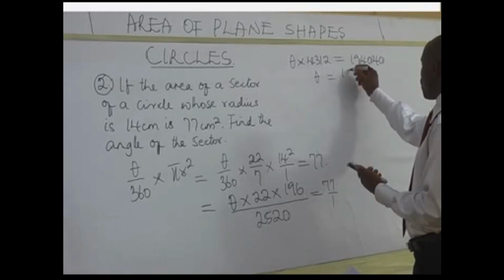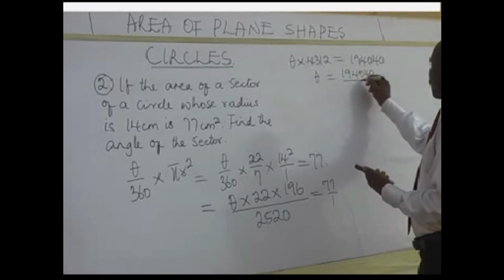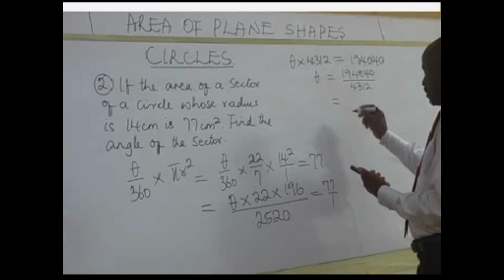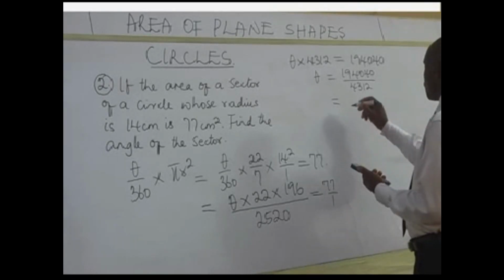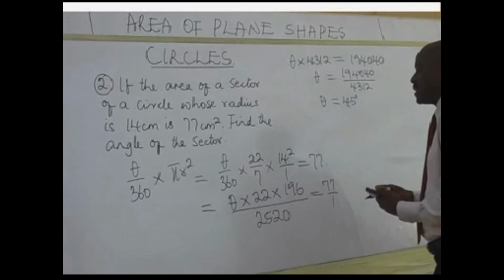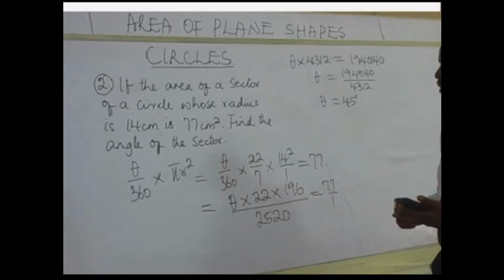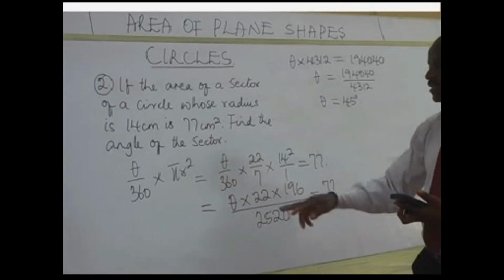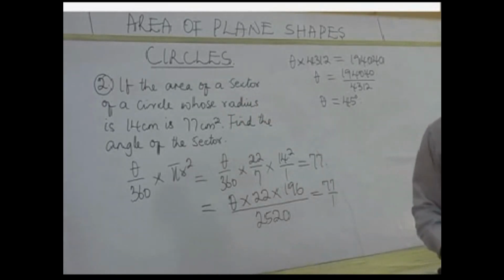It will be equal to 194040 all over 4312. If you divide out 4312, it's going to give you that theta has a value of 45 degrees. And that answers that question, the angle of the sector of a circle whose radius is 14 cm and the area of the circle is 77 cm squared.